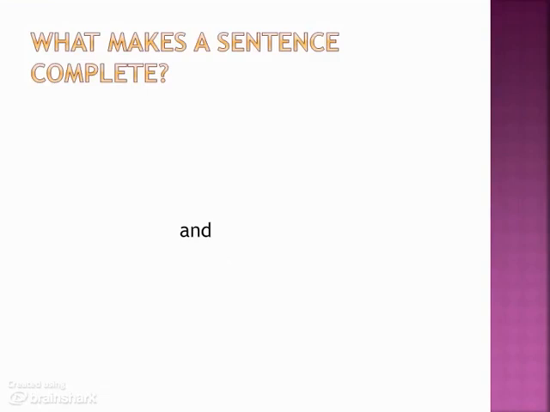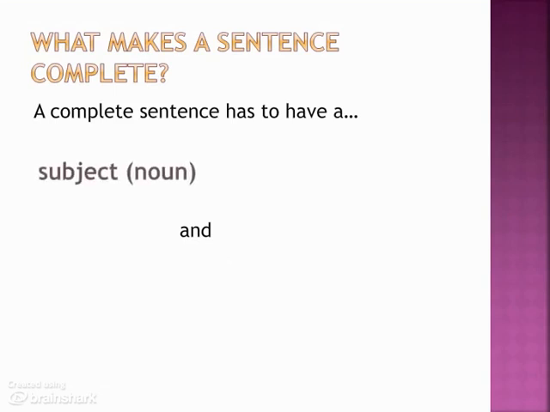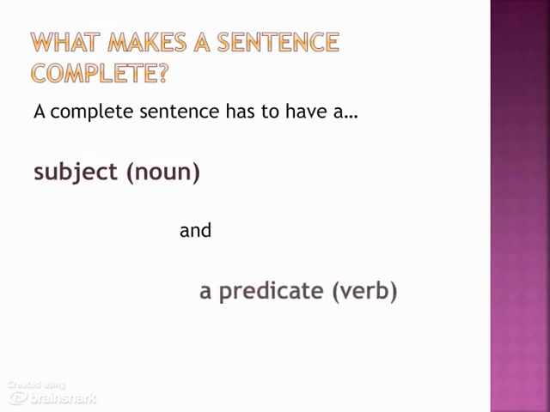So first off, what makes a complete sentence? A complete sentence has to have two things. The first is a subject or a noun, a main noun in the sentence. It also needs to have a predicate, which is a verb. So it needs a subject and a predicate, or a main noun and then a verb, what the noun is doing.